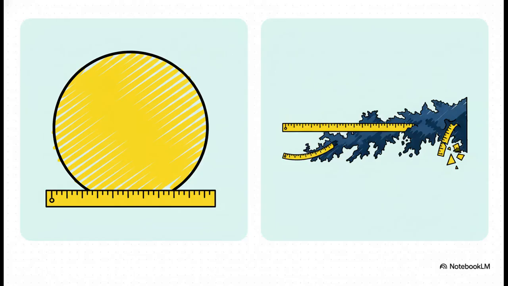And right here, this is the heart of the problem. Standard calculus, it's an absolute genius for the smooth, predictable world on the left. But the moment you try to measure the length of a real fractal coastline, things get weird. The answer you get actually changes depending on how small your ruler is. The closer you look, the longer the coastline gets. It's wild. The old tools just completely break down on these jagged, complex shapes.